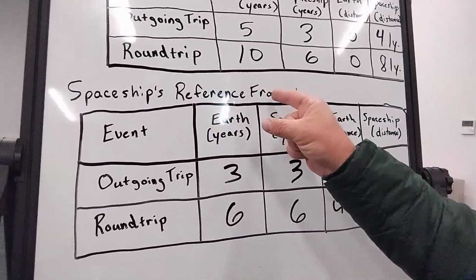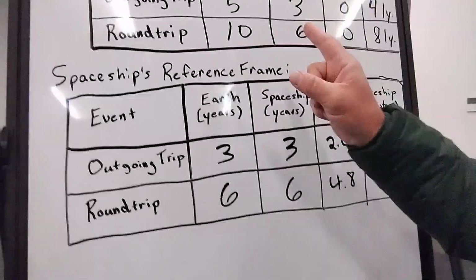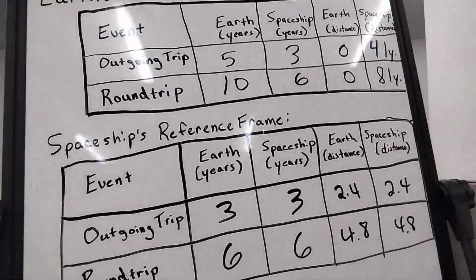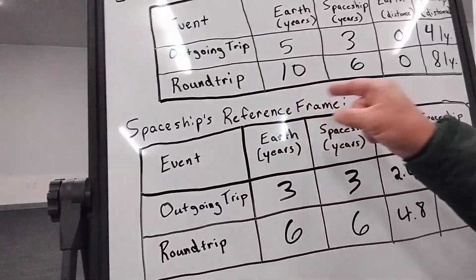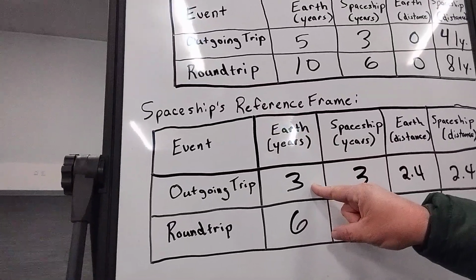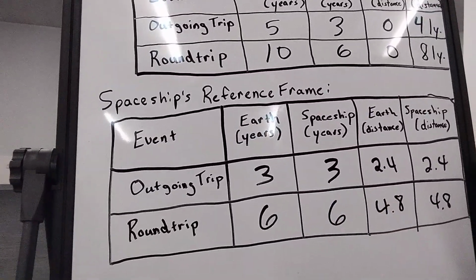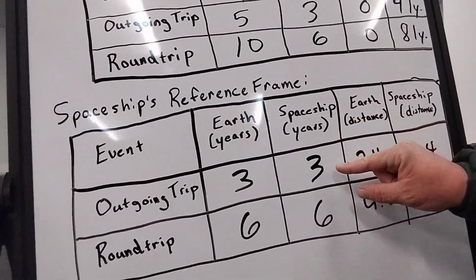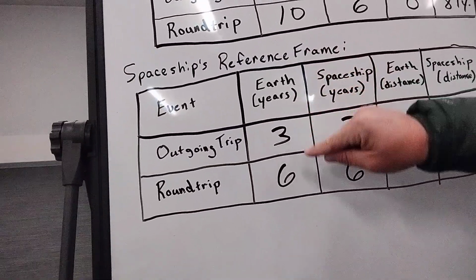So from the spaceship's reference frame, we know what the spaceship observed on his clock and his distance. But what we don't show is what happens on the Earth's clock from his reference frame. So from the spaceship's reference frame, the outgoing trip took 3 years, and the round trip took 6 years, because the length contracted. So the time is going to be reduced. I'm sorry, this is incorrect. This is what we look at the Earth's clock.